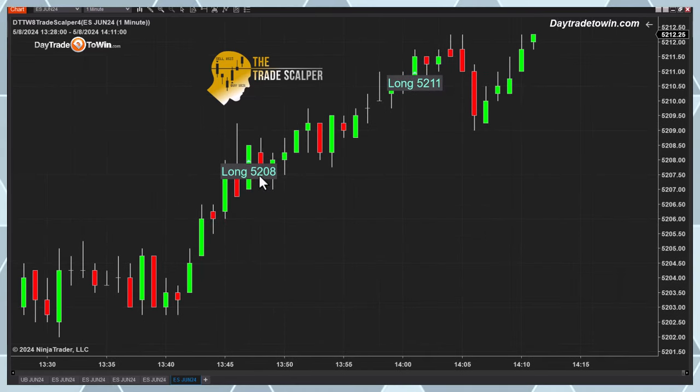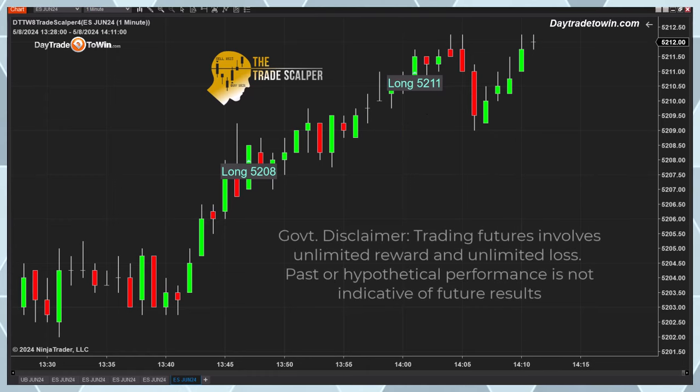Now, this is the E-mini S&P, and remember that markets are risky. Please don't trade with funds you cannot afford to lose. There are risks involved with trading.